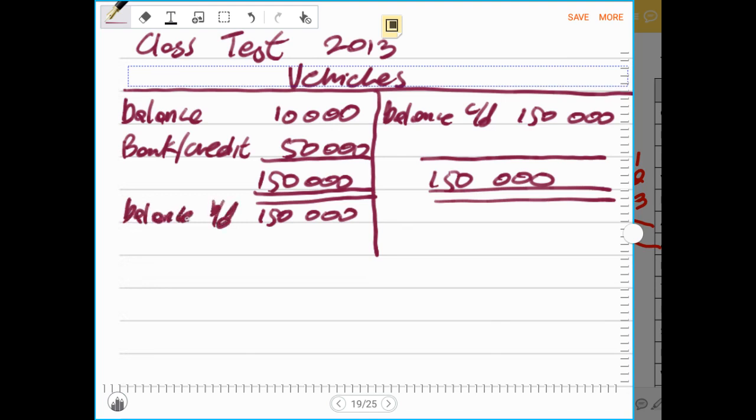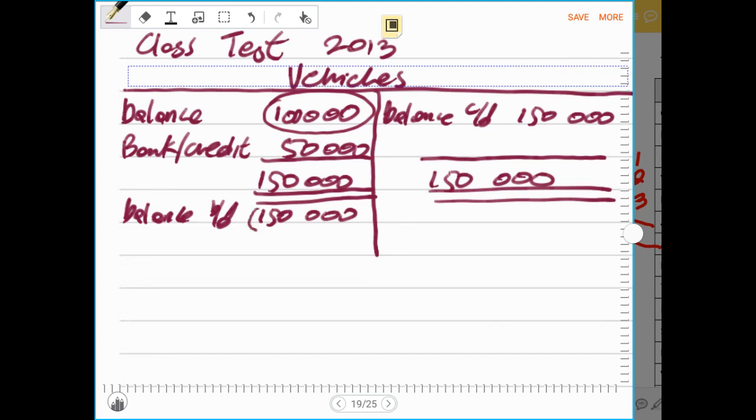Balance brought down. So now remember, when we do the PPE note, let me add a 0 there, 100,000. Okay, all my zeros now are correct. So now when we do the PPE note, this opening balance of 100,000 will be an opening balance in the PPE note. And this 50,000 will be a movement or purchase during the year.